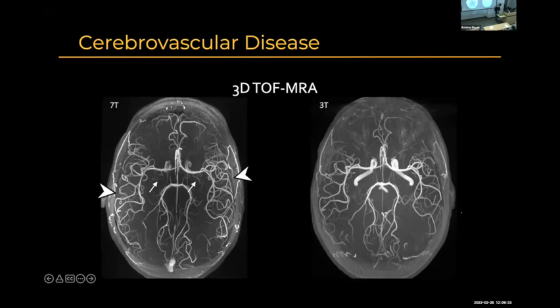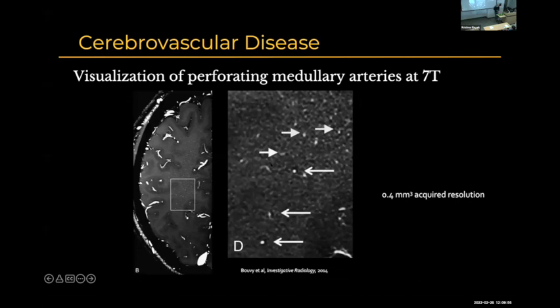And also in terms of time of flight MRA, there is an increased visibility of arteries at 7 Tesla compared to 3 Tesla, and this is again mostly visible in the lenticulostriate arteries area and in the insula. Another area where you can see the vessels much better is the white matter, the centrum semiovale. At 3 Tesla, you cannot really see these small perforating medullary arteries, which usually are not responsible for stroke. These are very small arteries surrounded by white matter.